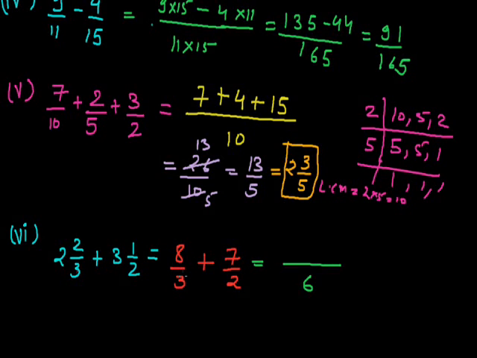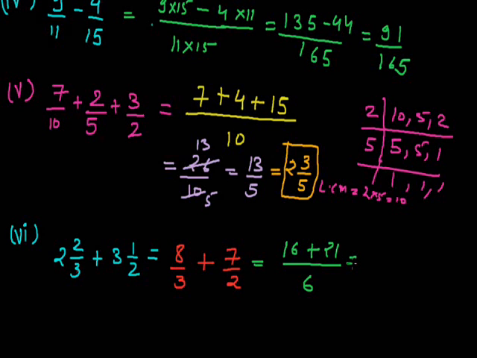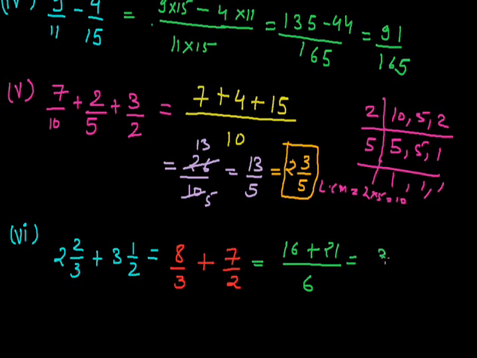To make 3 as 6, we have to multiply 8 by 2, which will give you 16. Then plus, then we will multiply 3 by 7. So it will give you 21. So the final answer will be 37 upon 6. Now it is very simple to convert it into mixed fraction. It will give you 6 6s are 36 plus 1. That means 6 1 by 6 is the answer.